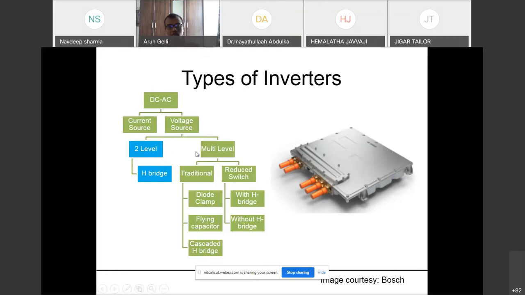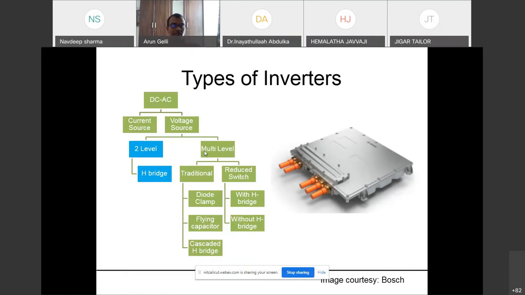And you can classify them into two level and multi-level. In a two level case, you usually have a simple H bridge circuit, which is mostly used for motor applications. You can usually use multi-level for patch or grid connected systems.